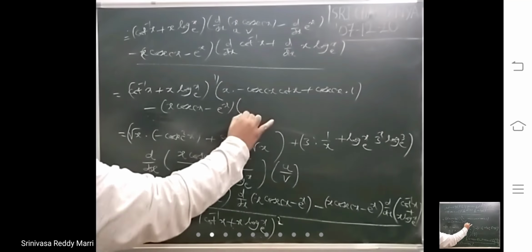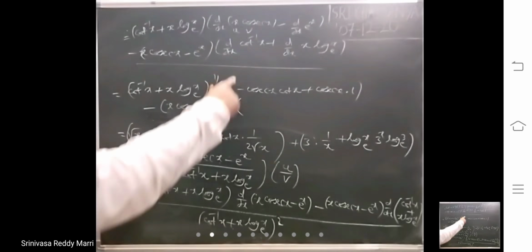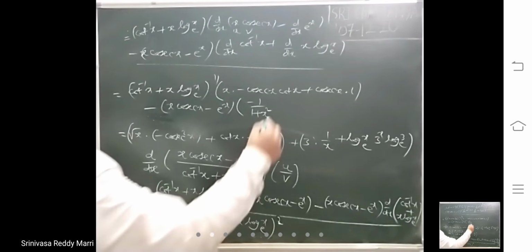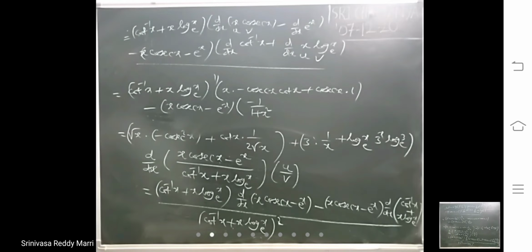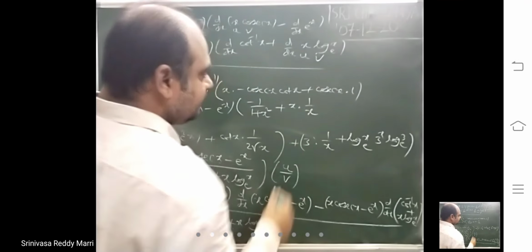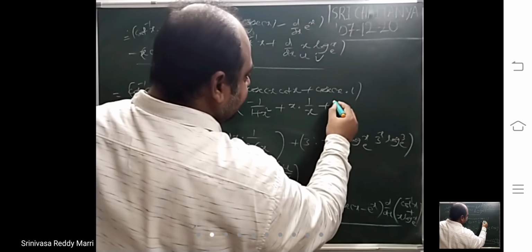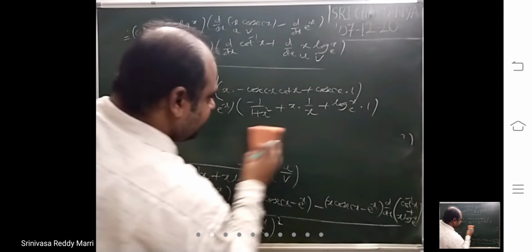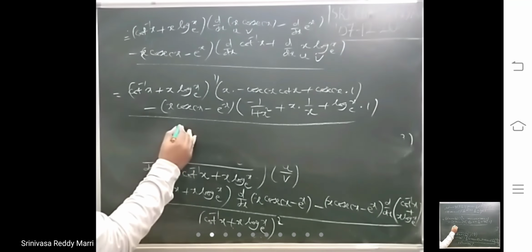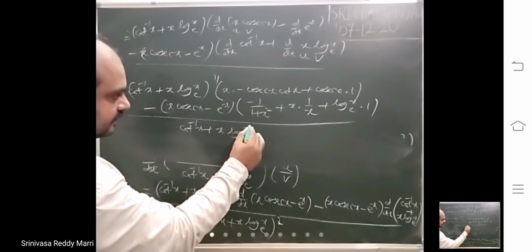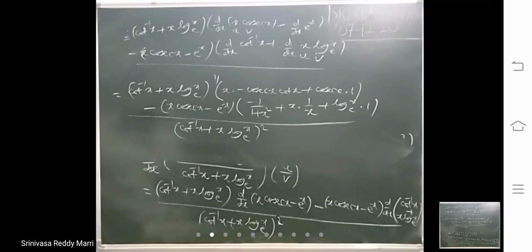x cosecant x minus e power x into derivative of cot inverse x, direct formula, minus 1 by x square, plus here uv, that means plus u into derivative of log x, 1 by x, plus log x into derivative of x, 1, divided by cot inverse x whole square. This is the derivative. Leave this, no need to simplify.